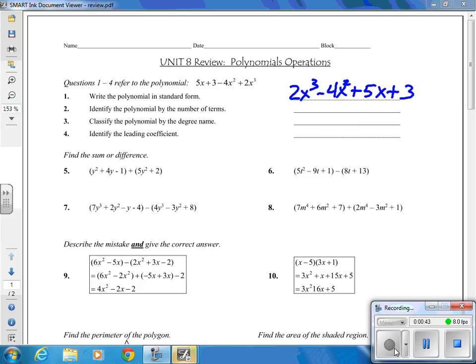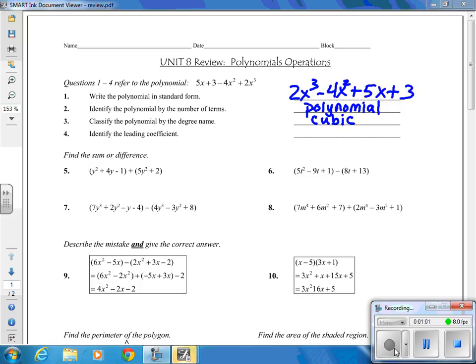It has 4 terms in it, so this would be called a polynomial. Remember that by term, it is your nomial words. For number 3, classify the polynomial by the degree. This would be by the highest power that it is. The highest power is a 3, so this is known as a cubic polynomial.